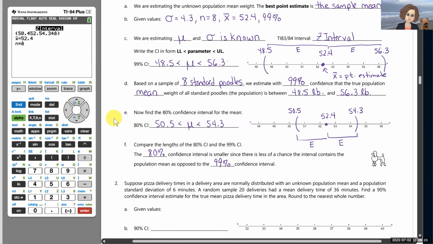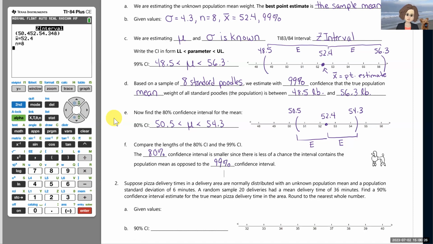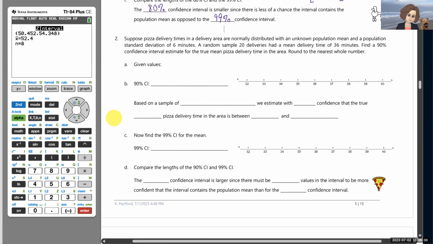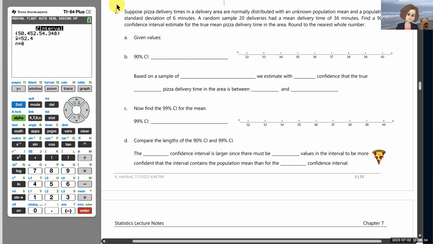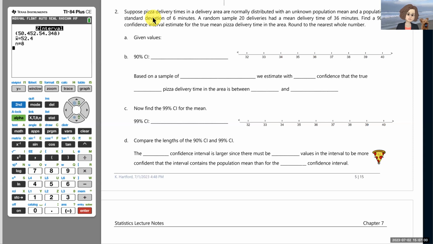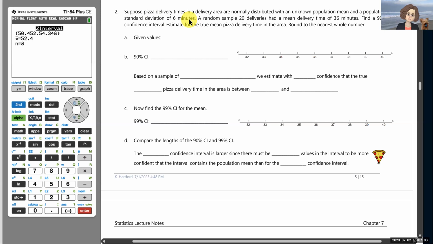All right, so we'll see how that plays out in another example here. So number 2. Okay, so suppose that pizza delivery times in a delivery area are normally distributed with an unknown population mean and a population standard deviation of 6 minutes. So again, just a note here, it's sort of unusual to not know a population mean, but to know a population standard deviation. So we will address not knowing population standard deviation later. For now, we will go with this.